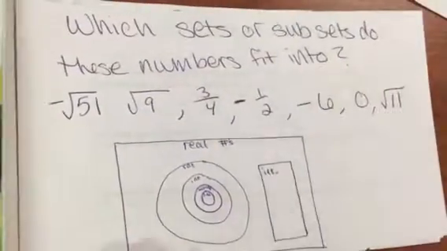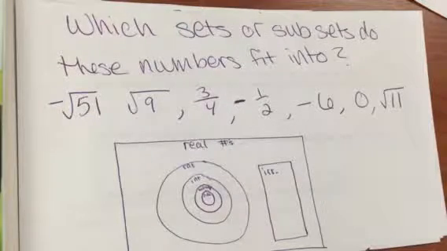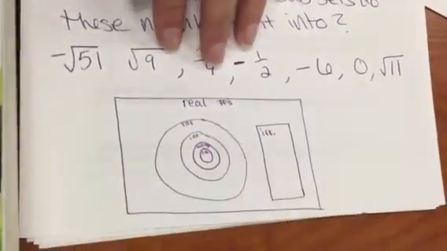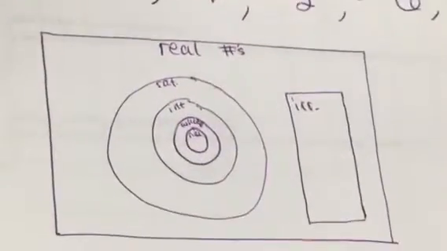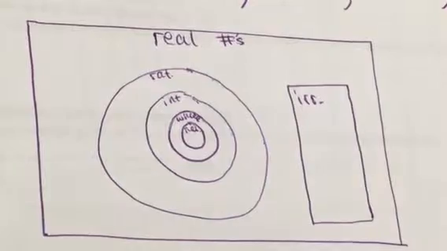I know. So which sets or subsets do these numbers fit into? Okay, so we've got negative square root of 51, square root of 9, 3/4, -1/2, -6, 0, and square root of 11. And then we've got this right here.